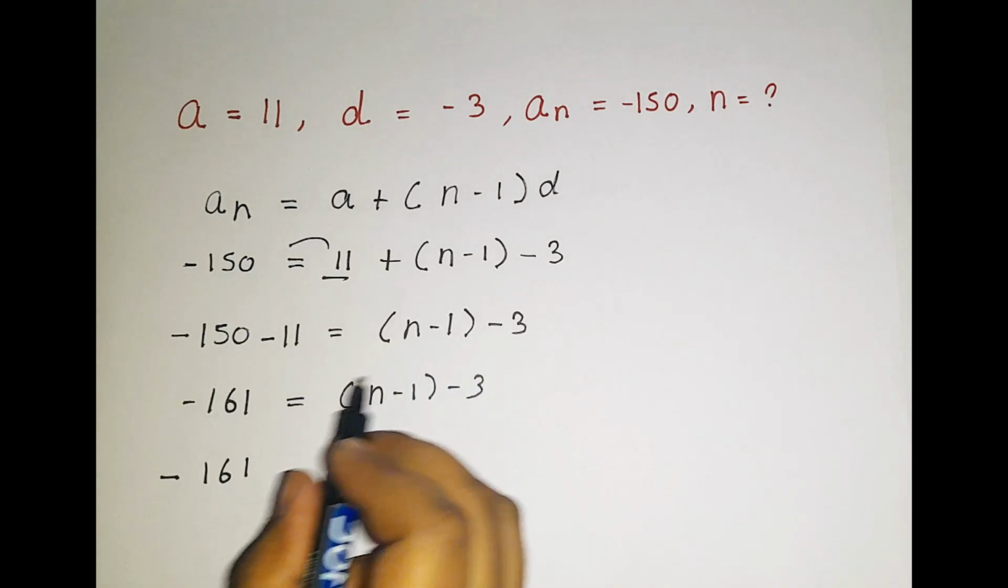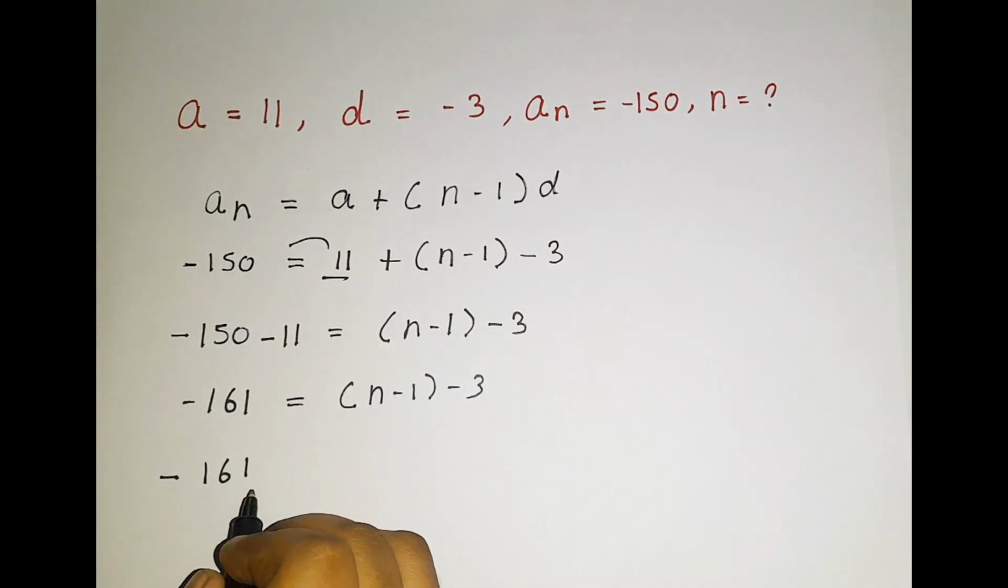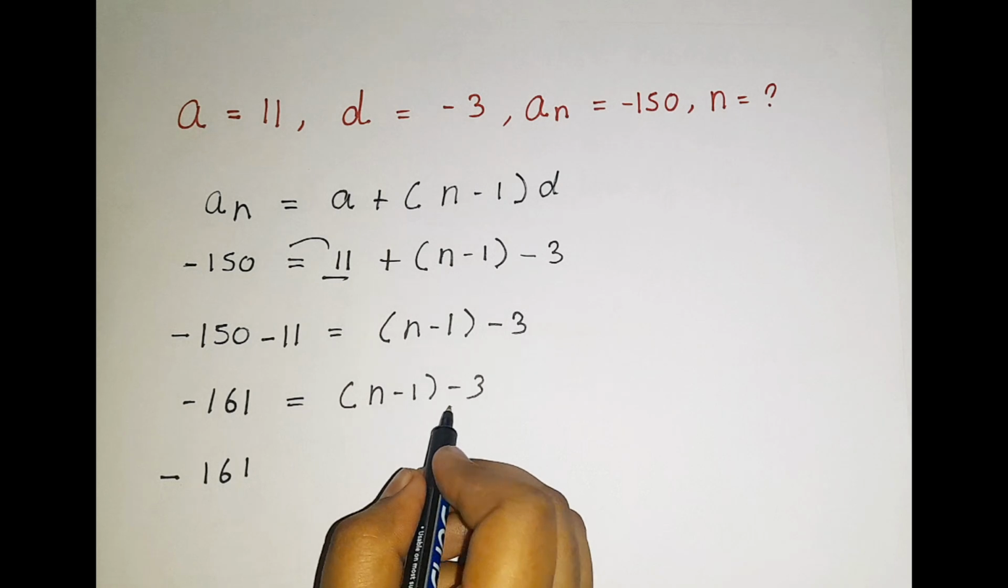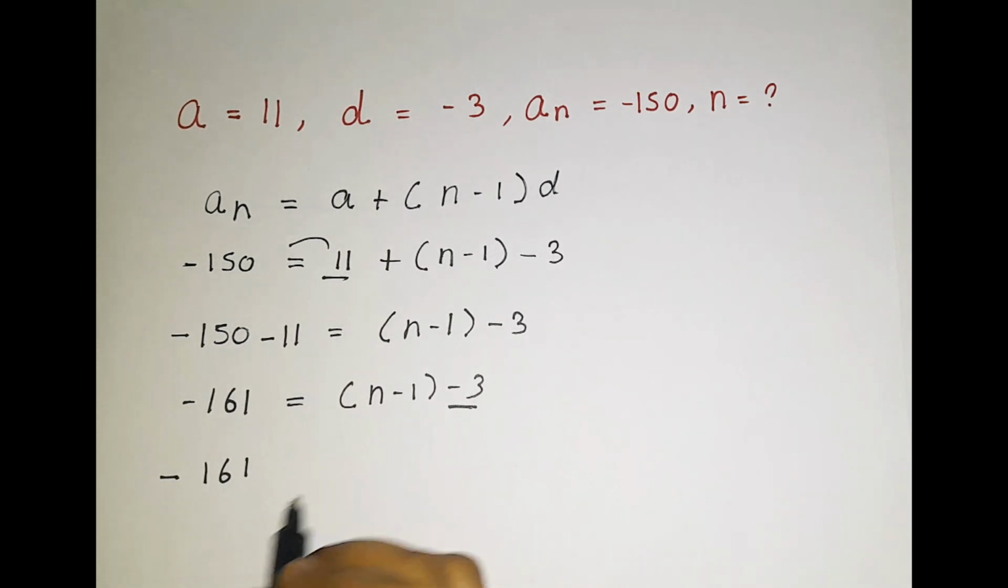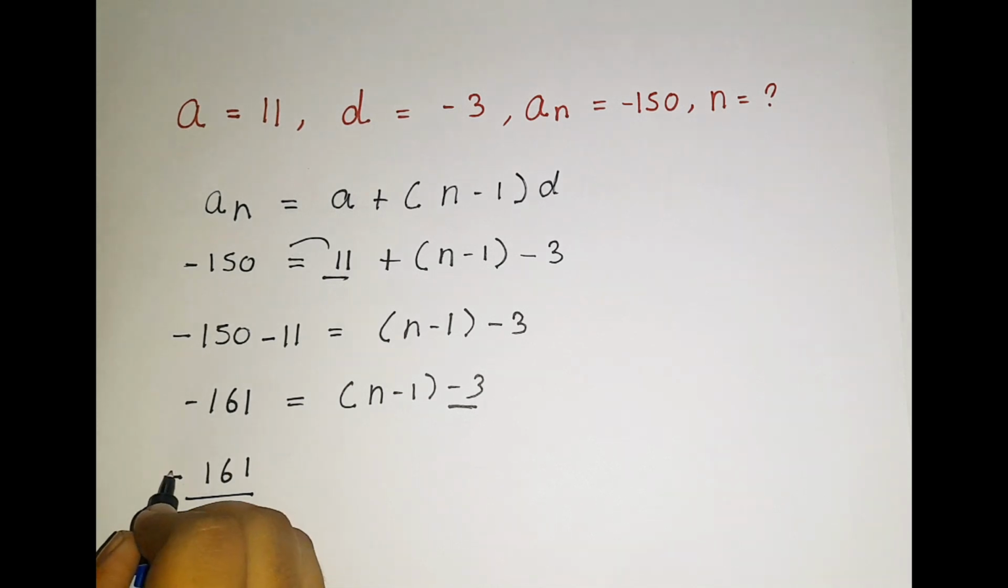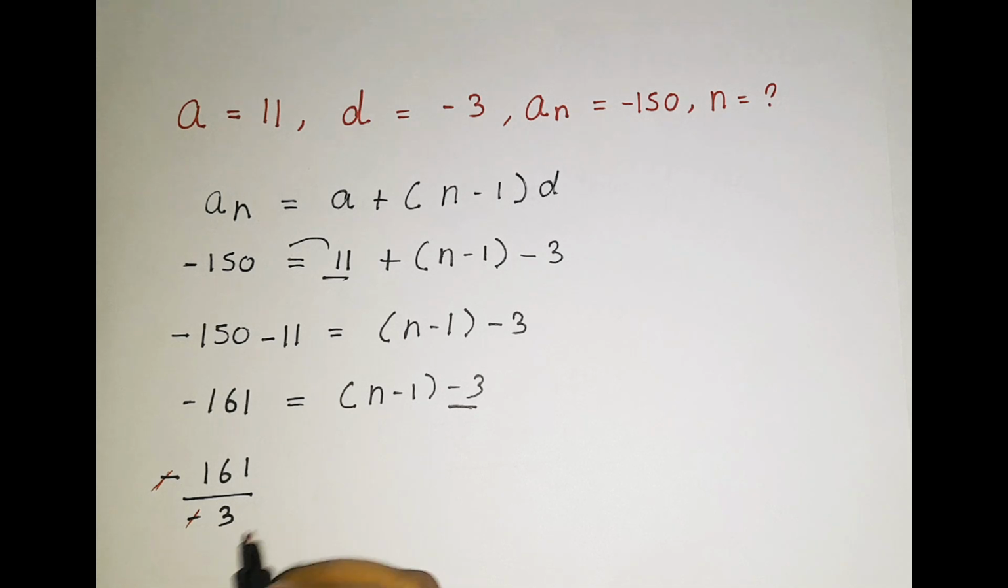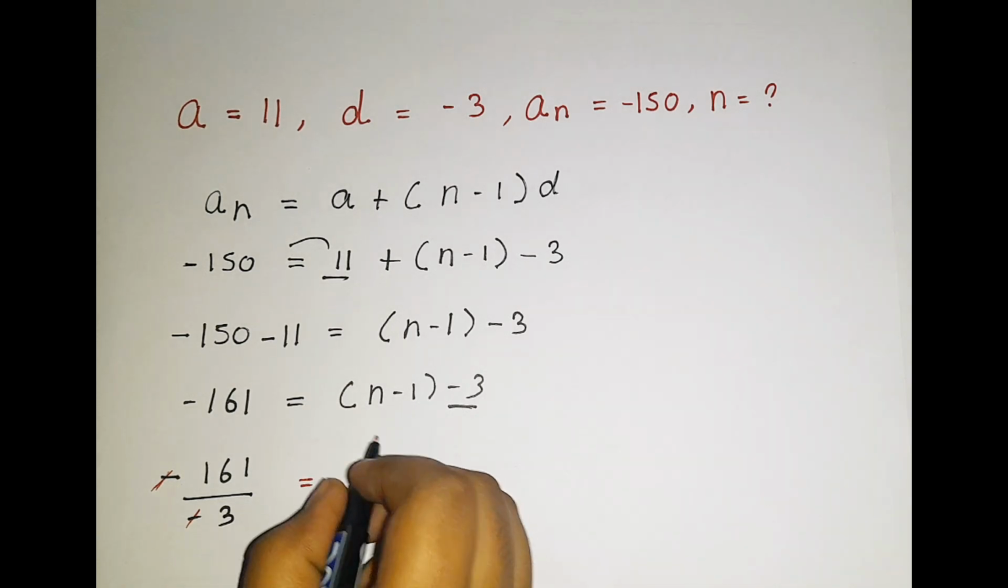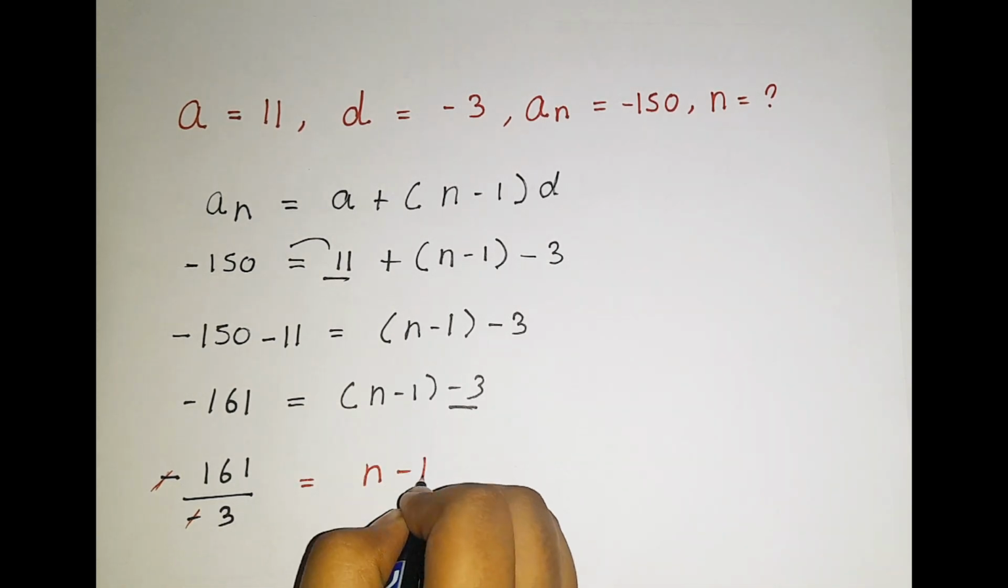So I am going to get this minus 3 to this side, then it changes into division. Why? Because here it is in multiplication. So here it is minus divided by minus 3. Okay, so now let us cancel the minus. Now, equal to, let us write the n minus 1 as it is.